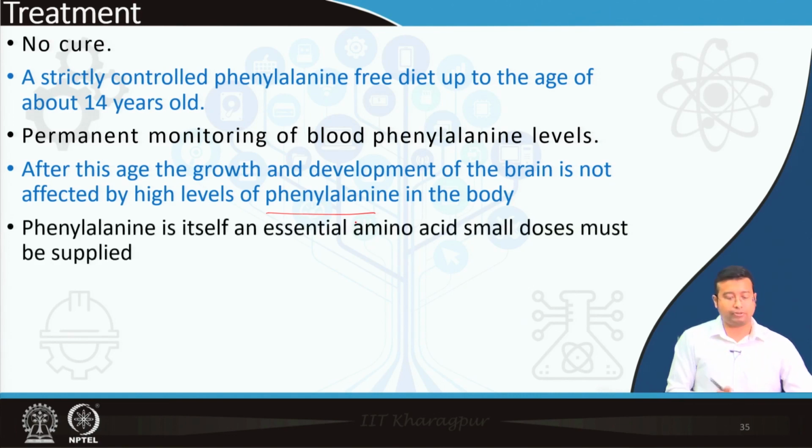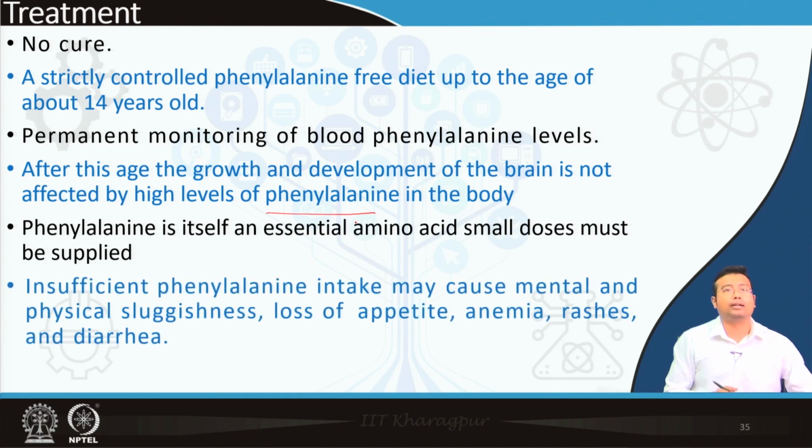However, we should note that phenylalanine itself is an essential amino acid, so small doses must be supplied, right, because phenylalanine is incorporated in multiple structural proteins, as it is an essential amino acid. So, a small amount should be provided. Why? Because if there is a total lack of phenylalanine in the diet, again it will cause mental and physical sluggishness, loss of appetite, anemia, rashes and diarrhea.